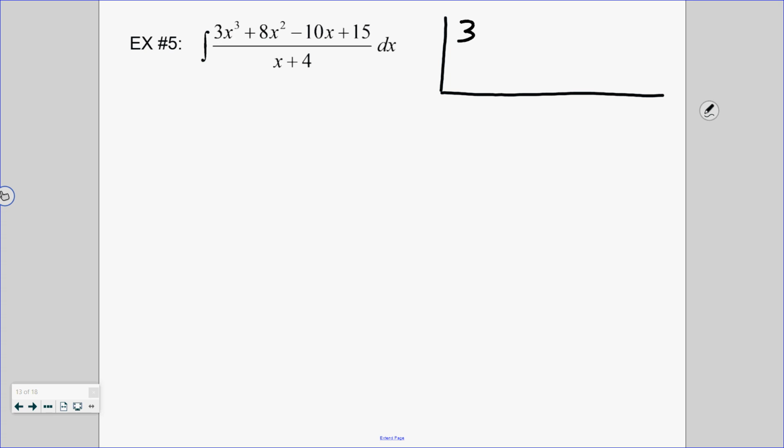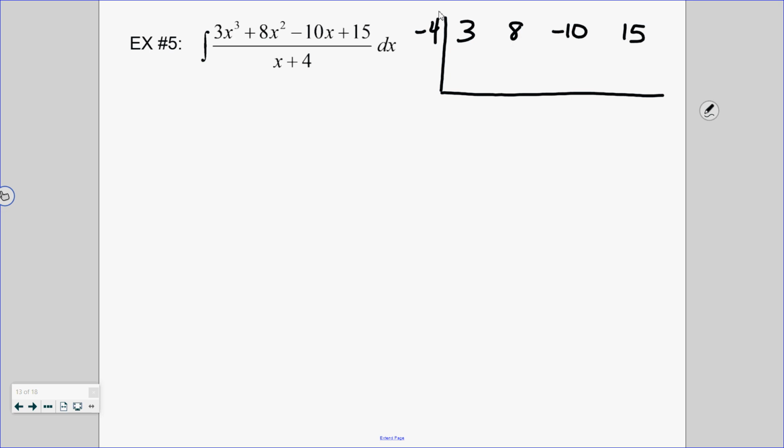So I have 3x cubed, 8x squared, -10x, and 15. And don't forget, if we had been missing one of those x's, we would need to put a 0 there. And then remember, outside for synthetic division is the 0. So -4 plus 4 makes 0. That's what we put outside. So you can think of it however you want.